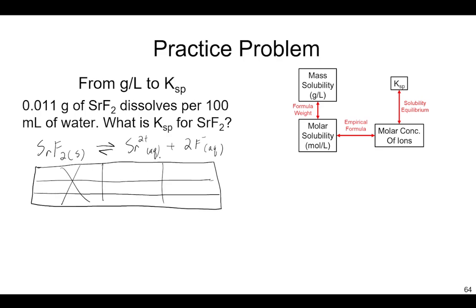Okay, and I can know that strontium is going to be 2 plus and fluoride's going to be F minus. There's a 2 out front. They're both starting at 0. Strontium goes up by some amount x. Fluoride goes up by some amount 2x. So this is how it's going to look at equilibrium. I also could think about the expression for KSP. Well, that's going to be the concentration of Sr2 plus and the concentration of F minus at equilibrium squared. That's my expression for KSP.